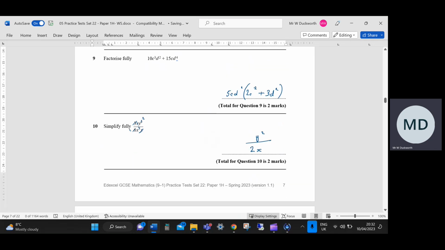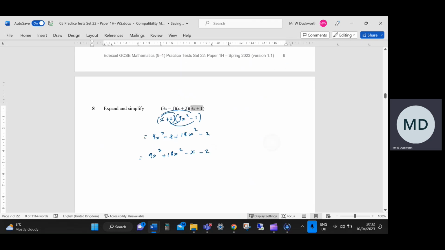Okay, and that's the last question on the page, and that's also question 10. So we'll mark the page and then we will stop briefly.